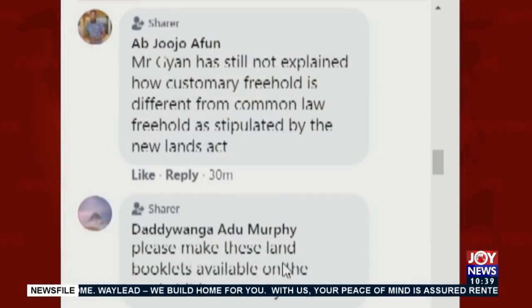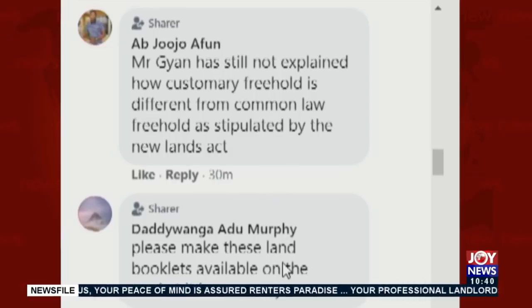So the first question was from Jojo. He simply said that you did not explain the difference between common law freehold and customary freehold. It's a very simple distinction. The common law freehold, the incidents, the entitlements that it brings you, is determined by the common law as defined in Chapter 4 of the Constitution.